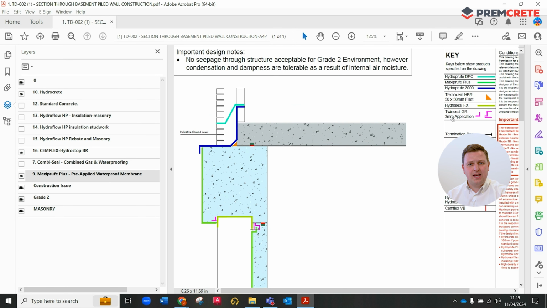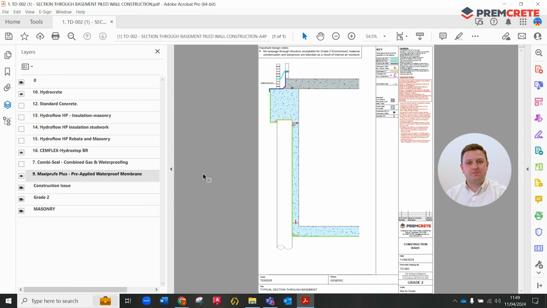We've identified clearly the thickness being 3mm. This is something that's very key to make sure it is noted on the drawings, as it's a specific requirement for our product. Let's take another scenario. Assuming this site is within an area needing gas protection, a waterproof membrane alone is not sufficient.